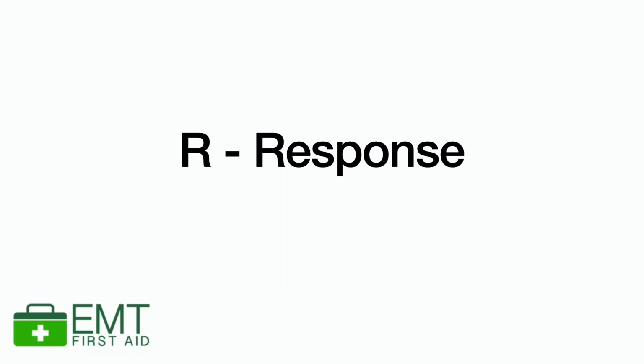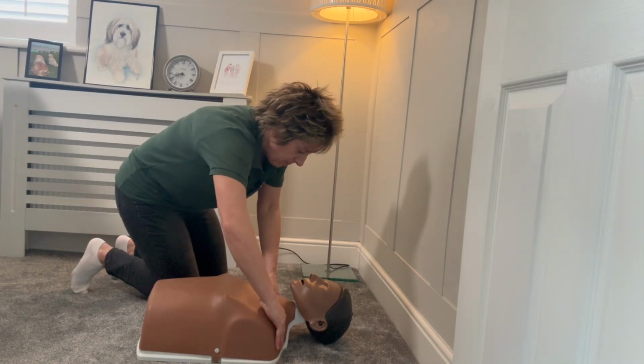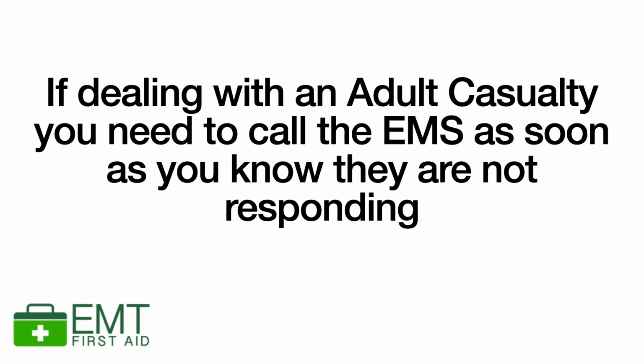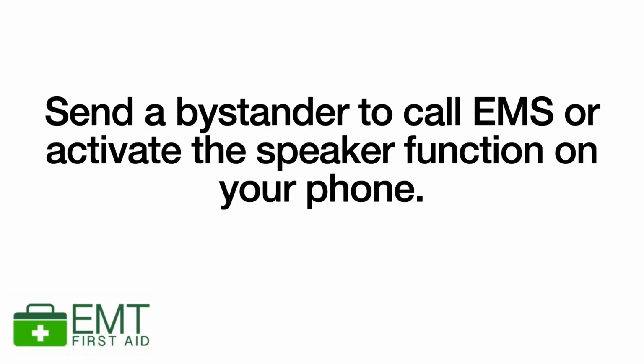We then check for a response, and we check for a response by speaking to them loudly, but by also placing pressure on their shoulders to see if they respond. Now, if they don't respond, we need to activate the emergency medical services, and we do this by asking a bystander to go and call the emergency medical services or activating the speaker function on our phone.